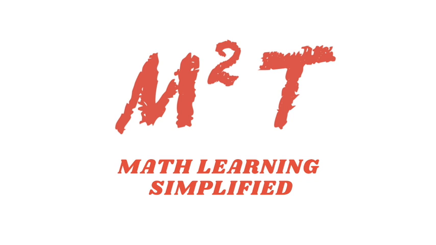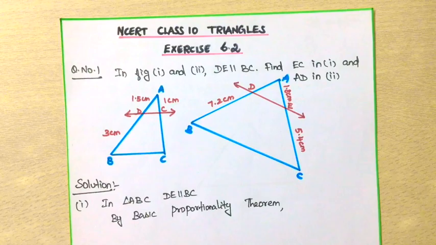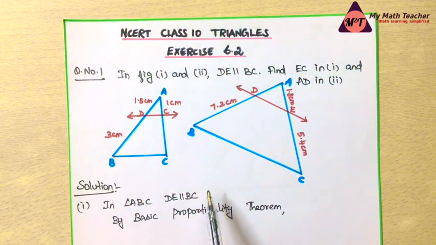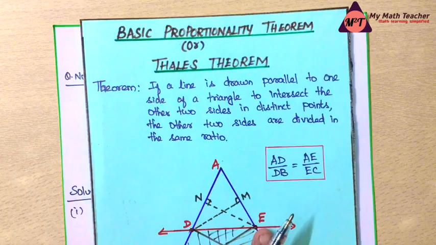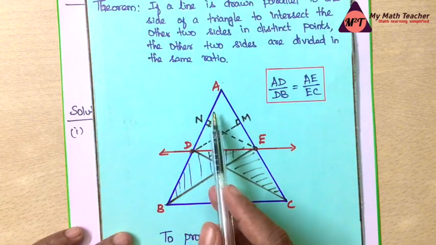In this video, I am going to teach question number 1 and 2 from exercise 6.2. This is for class 10 students from NCERT syllabus. Chapter is triangles. This exercise is about basic proportionality theorem, which I explained in my previous video, the theorem with proof. So basic proportionality theorem is very simple.